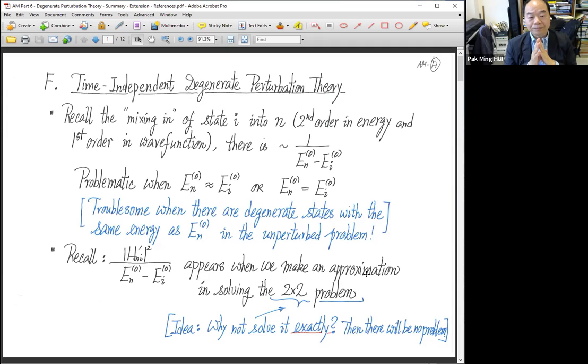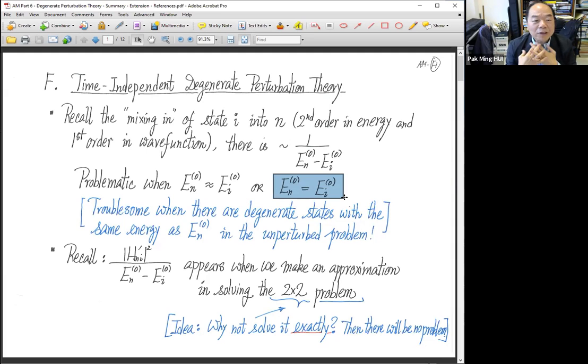So let's take a look again at the perturbation result we have so far. There's a denominator. We are sitting at the end. The denominator is the difference of unperturbed energies. Say there's a state I. If it has the same eigenvalue, it will be problematic. This factor will be infinite. That is inconsistent with the idea of perturbation. Terms are smaller and smaller in the perturbation series, right?